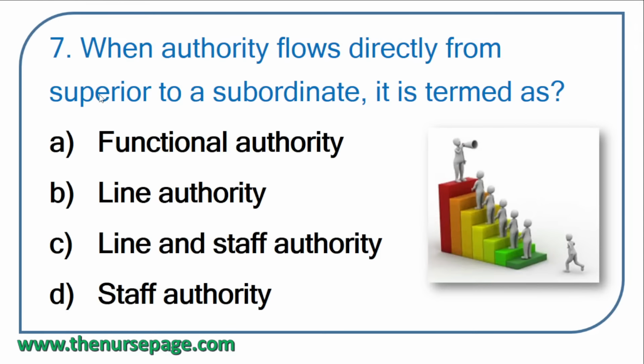Next question. When authority flows directly from superior to subordinate, it is termed as functional authority, line authority, line and staff authority, staff authority. Correct answer, line authority. Line authority means authority flows directly from superior to subordinates.